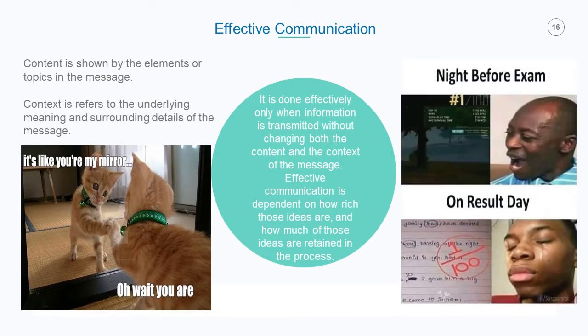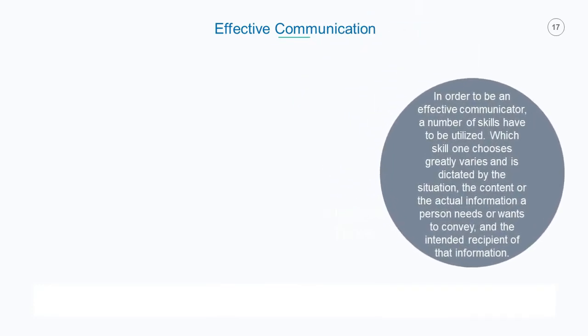For a person to be an effective communicator, a number of skills have to be utilized. Which skill one chooses greatly varies and is dictated by the situation, the content, or the actual information a person needs or wants to convey, and the intended recipient of that information.